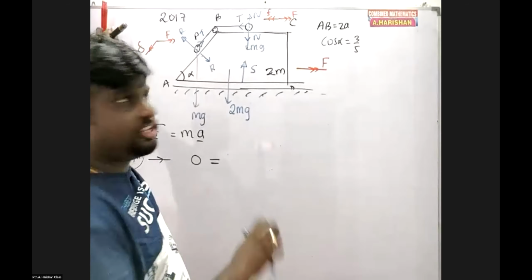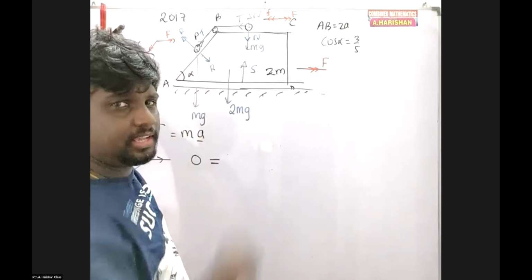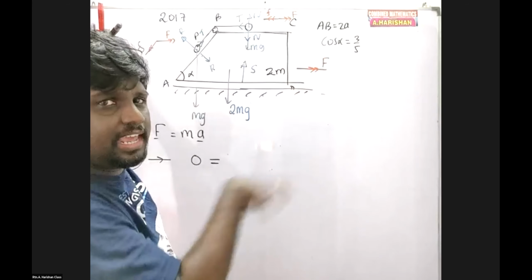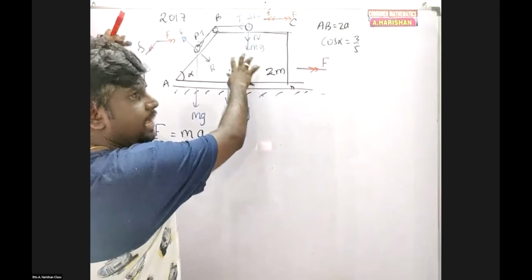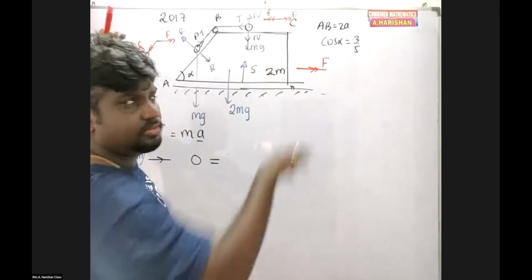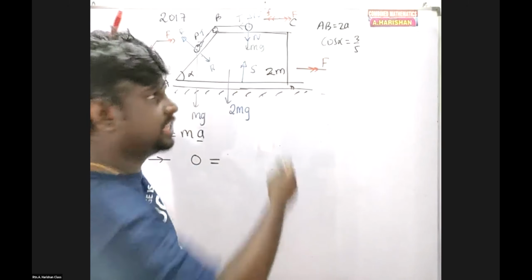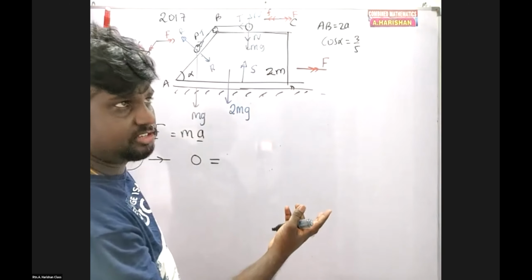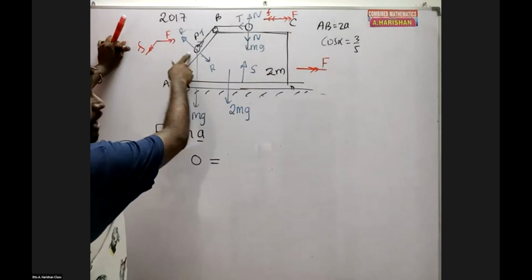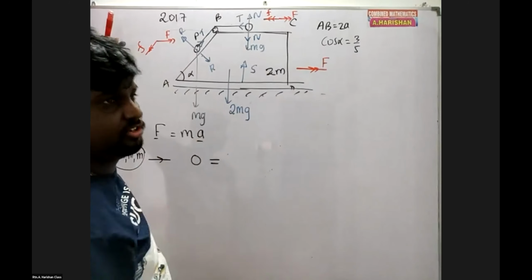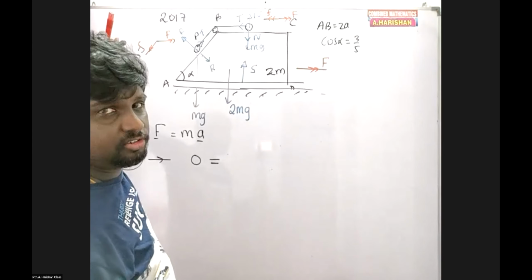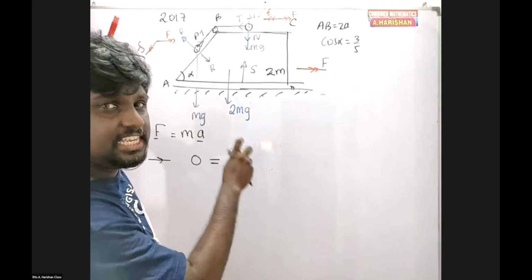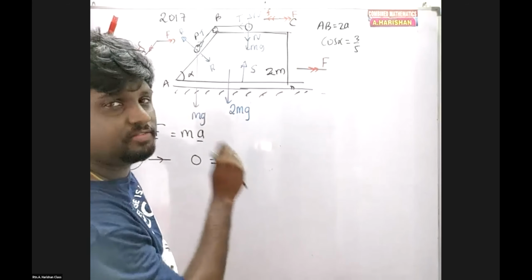M into a means if you consider this as a big block, capital M, you can put capital M into F. But this is not like that. This one is moving in this direction with a different acceleration relative to Earth. This particle is moving in this direction with a different acceleration relative to Earth, and this particle also moving in this direction with a different acceleration relative to Earth. So what we have to consider is each and every particle, each and every mass.